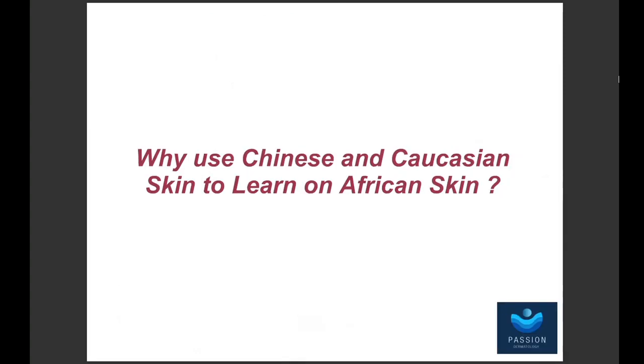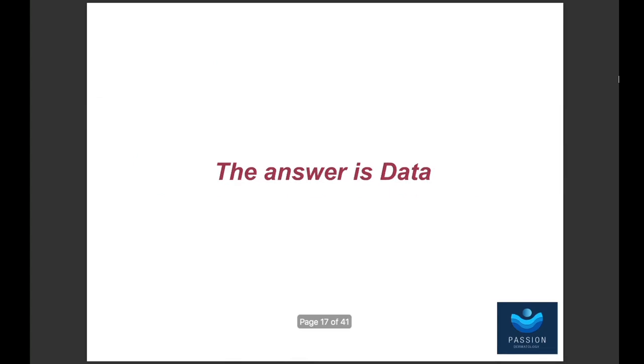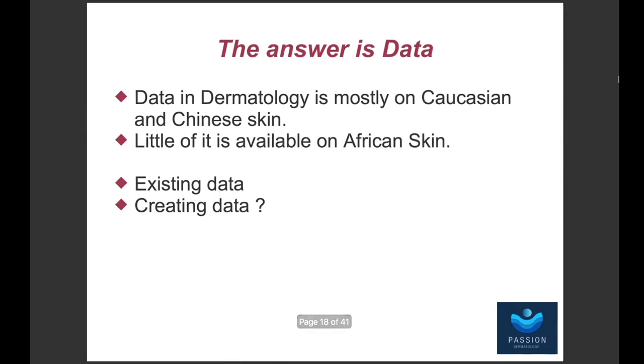And then the question is, why are we going to use Chinese and Caucasian skin to learn African skin? It sounds a bit illogical. But as I said earlier, the problem is that we don't have enough data on African skin, and we have to create that data. Of course, the most important thing is to collect data which is accurate on the ground.